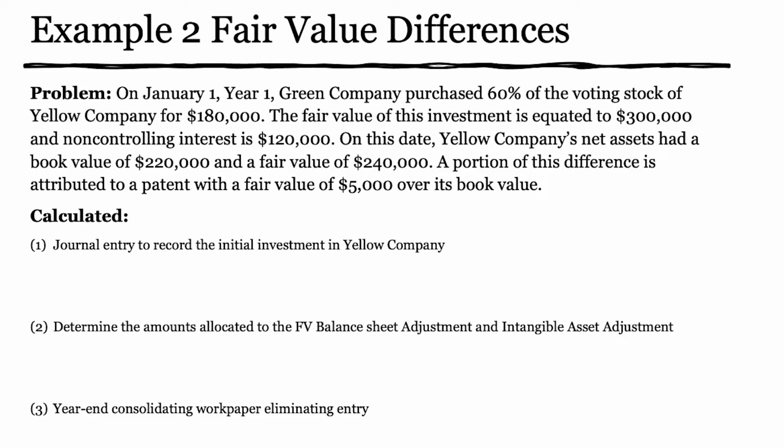Now let's take a look at what it's asking us to calculate. 1. The journal entry to record the initial investment in Yellow Company. 2. Determine the amounts allocated to the fair value balance sheet adjustment as well as the intangible asset adjustment. And 3. The year-end consolidating work paper eliminating entry.